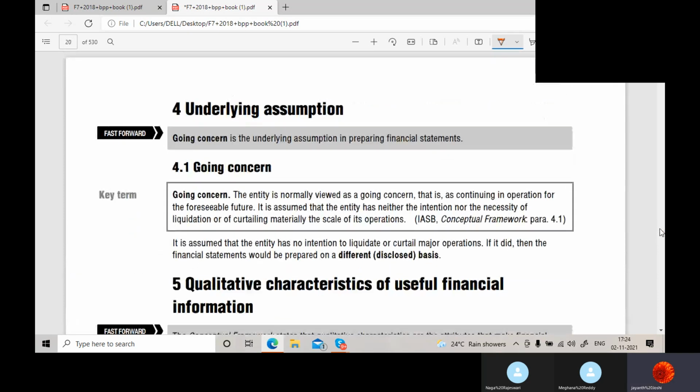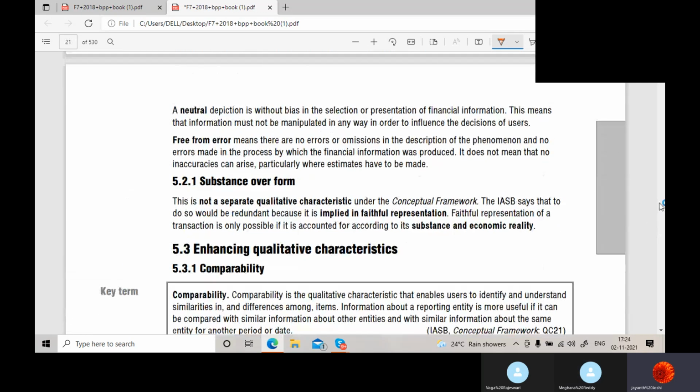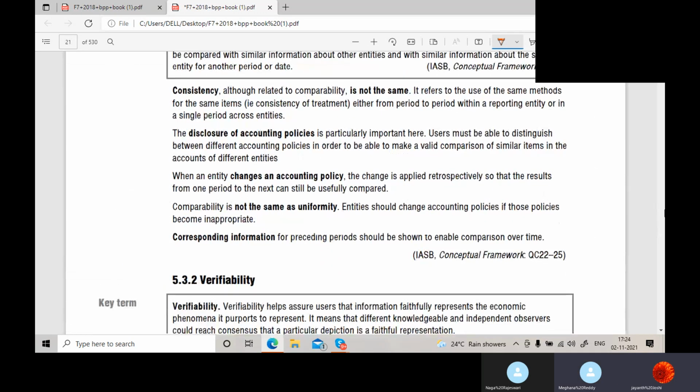That day almost we had a lot of discussion. It should be relevant, faithful representation, substance over form is already explained. I have also explained to you the changes in accounting policy. Acha. What about the changes in accounting estimates? What should you do?